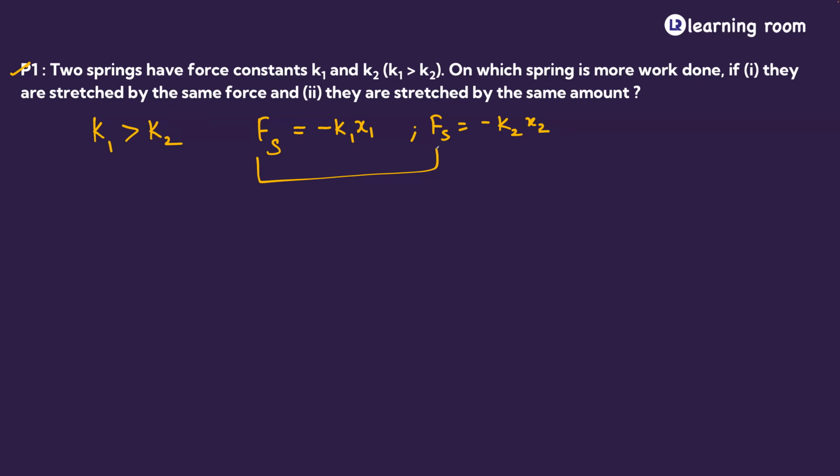So they're asking on which spring more work is done. Can you tell me? Why? You're saying K2, there is less work done or more work done? More work is done. So what is the logic? Can you come again? K1 is? Okay.